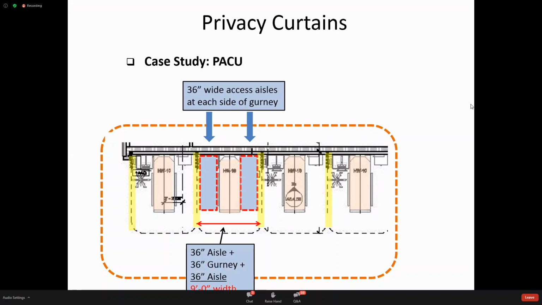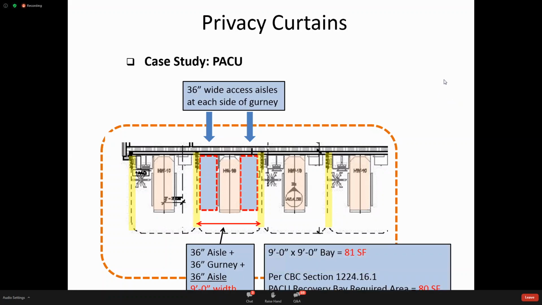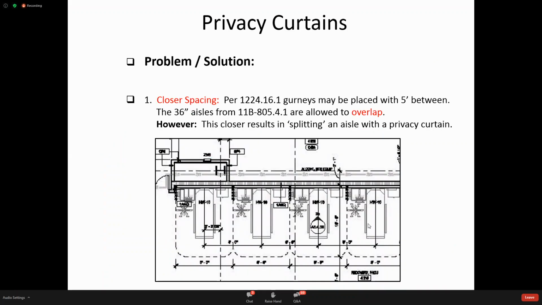If we've got a 36-inch aisle on both sides and a 36-inch wide gurney, 9 feet wide, by code your recovery area has to be 80 square feet minimum. If it's 9 feet deep, it's 81 square feet. The math works out. We should be good to go. Now, what I want to cover with you then is that's what it looks like when it works. Let me show you a different version of that if we go with a closer spacing.